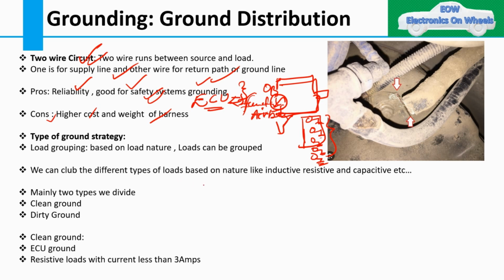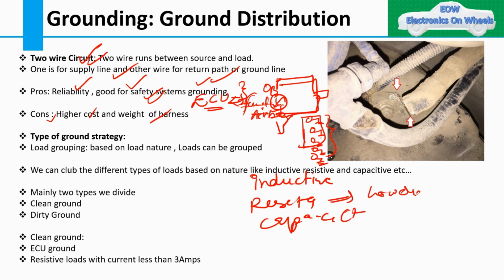There are three types of load you have: inductive load, resistive load, and capacitive load. Resistive loads are very good for your system, but inductive loads and capacitive loads play a very vital role when you are grouping them. So mainly two types we have divided: clean ground and dirty ground. Dirty ground is not this dirty ground, I'm not talking about that. Dirty ground in which sense?